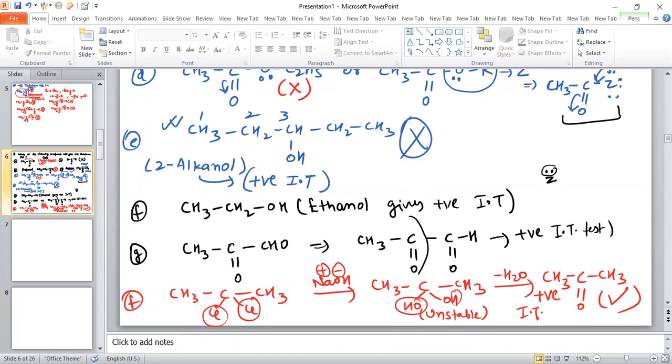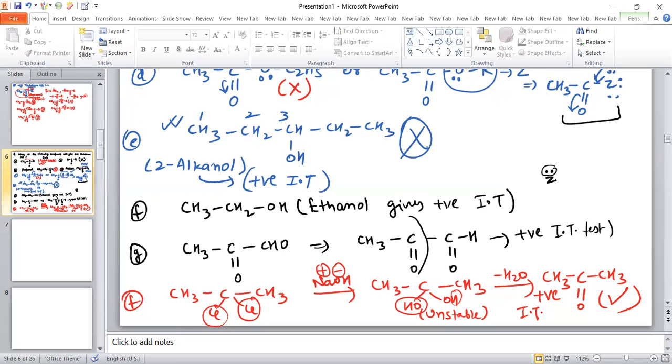So these are basically the compounds which give a positive iodoform test and the compounds which give a negative iodoform test. We have discussed the reactions related to positive and negative iodoform tests. Please remember these compounds because this topic is very important.